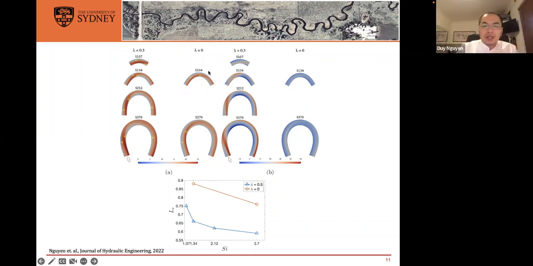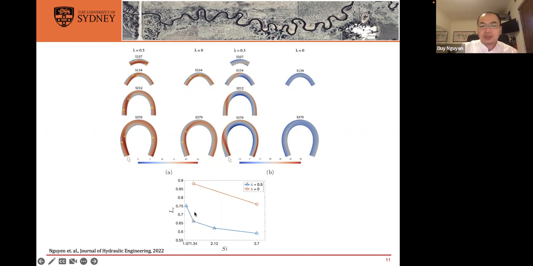I also want to see the change in what I call the low streamwise velocity zones, or the separation zone in the river, and I see that there is a change of that zone here. If I plot the length of that separation zone, I see a decrease of that zone when I increase the sinuosity here.